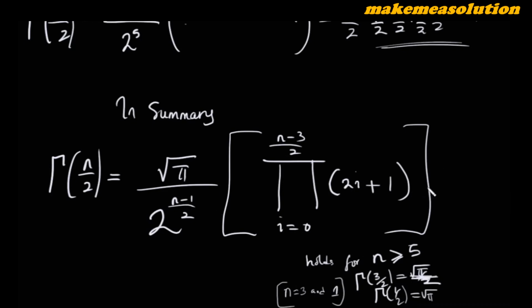I hope you find it useful, and I hope this formula is going to be useful in mathematics and engineering sometime in the future. So thank you guys for watching, and see you in the next video where we'll discuss the gamma of negative half integers. We'll see how to find the gamma of minus 1 over 2, gamma of minus 3 over 2, gamma of minus 5 over 2, etc.